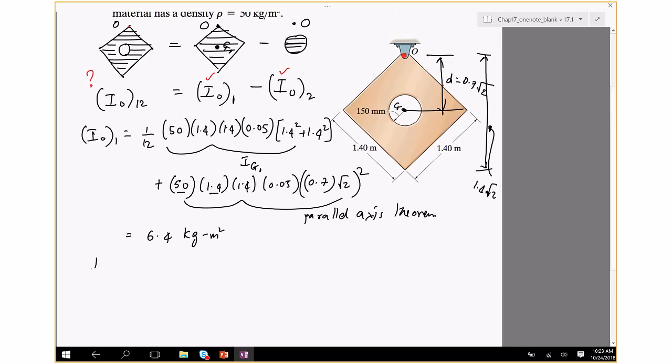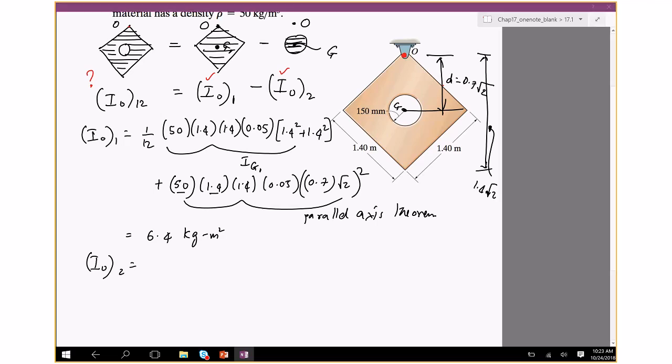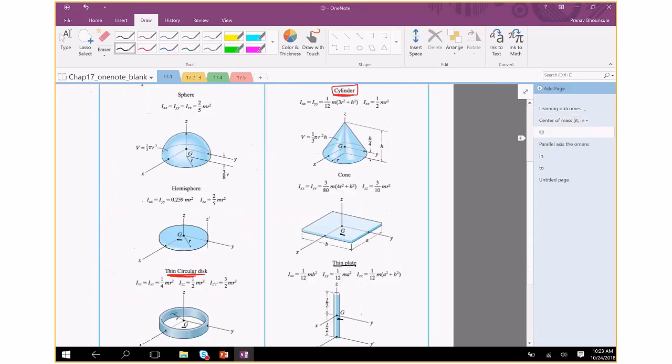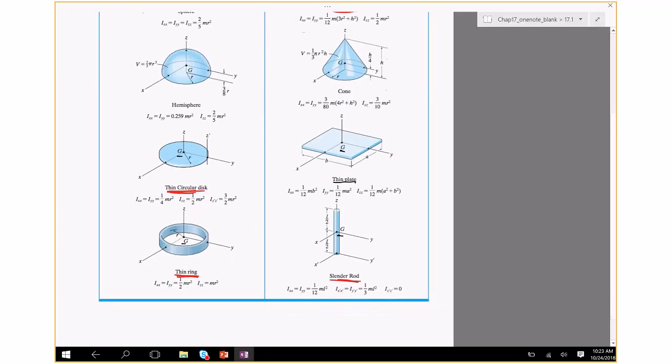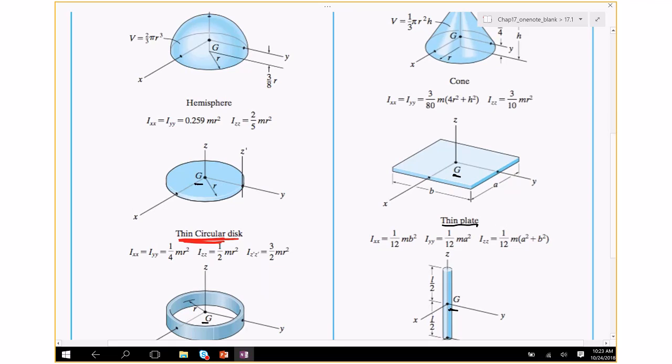Let's go to the disk. IO2 equals, so inertia of the disk. Again, the table will only provide inertia about G, the center. So we have to go back to the table and find the inertia for the disk about G. So which of those inertias would I use? This Ixx, Iyy, Izz. We can ignore this one. You don't want that. Which one should I use?